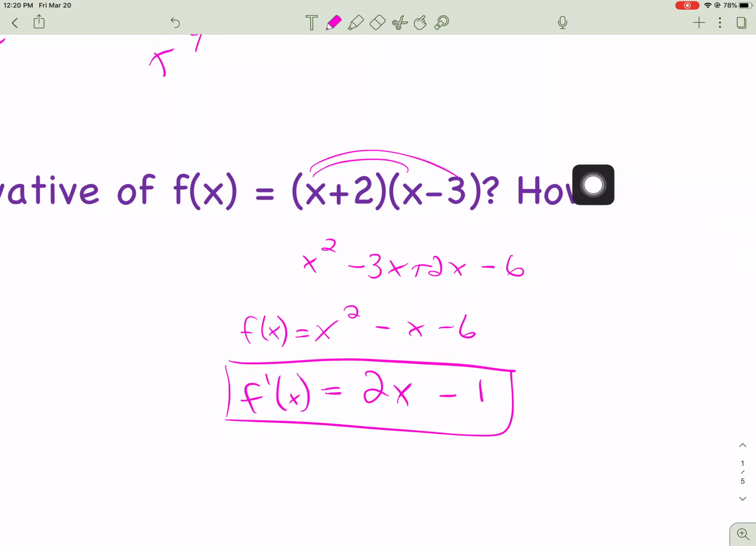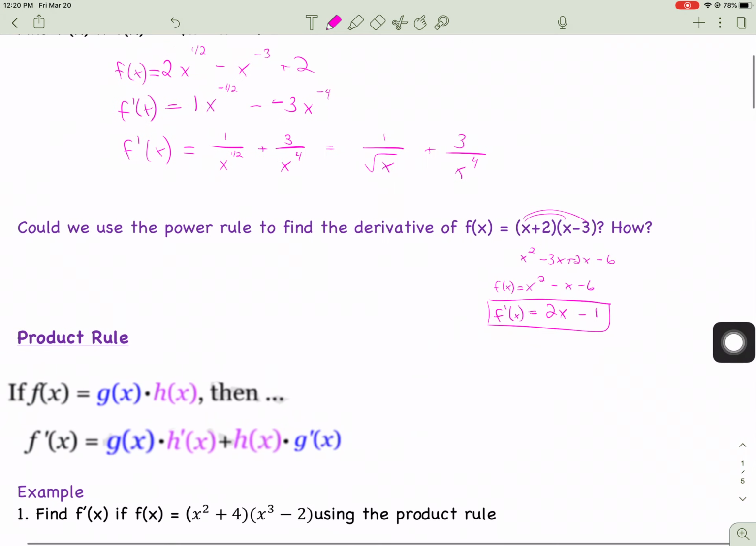But today we're going to learn what happens when I multiply two terms and I want to find the derivative of it. Do I have to multiply it out to get here? Or could I use something else? And the answer is you could use something else. You don't have to multiply out to get here. You can use what we call the product rule.